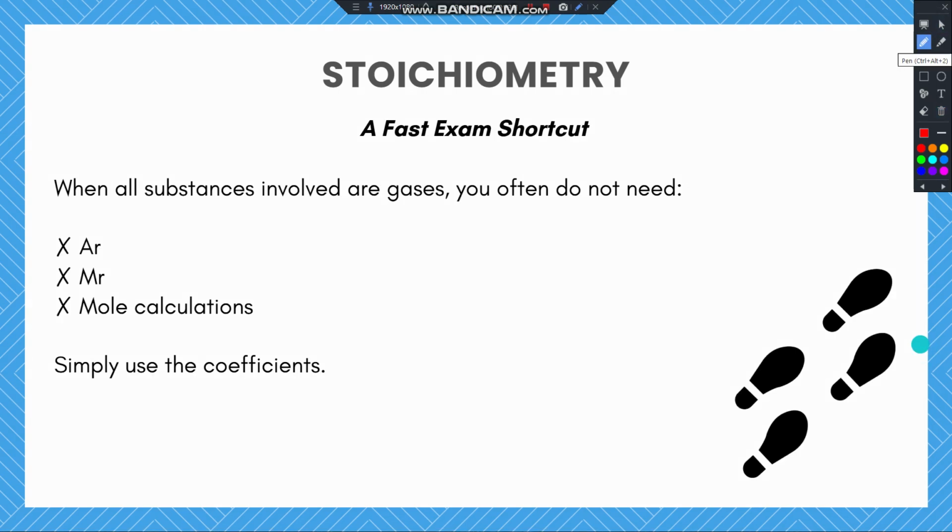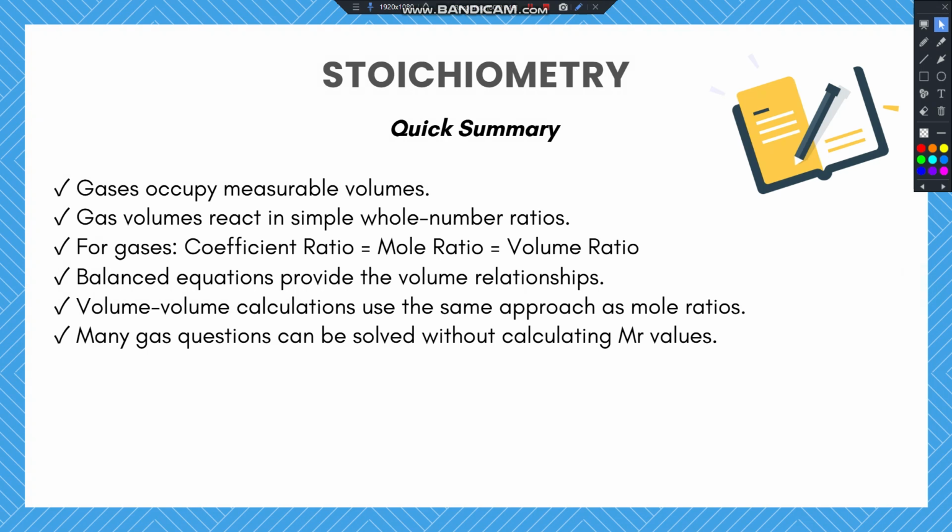So a fast exam shortcut is when all the substances involved are gases, you do not need the atomic mass, you do not need the molecular mass, you do not need more calculations. You simply use the coefficients. This, in my opinion, is pretty straightforward and very, very easy.